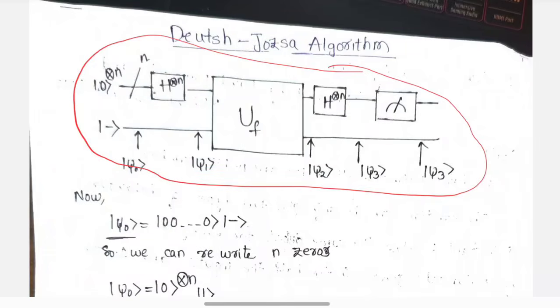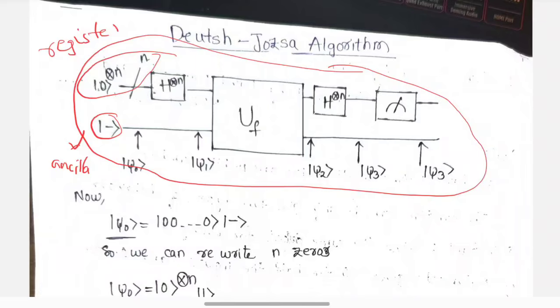We have an ancilla, which is a helper qubit, and we have n registers. If you check here, all n registers start with the basis ket 0 and you apply Hadamard to the n qubits. After that you apply the oracle box, and then again you apply the Hadamard gate. After that you measure to see whether the given function is balanced or not.